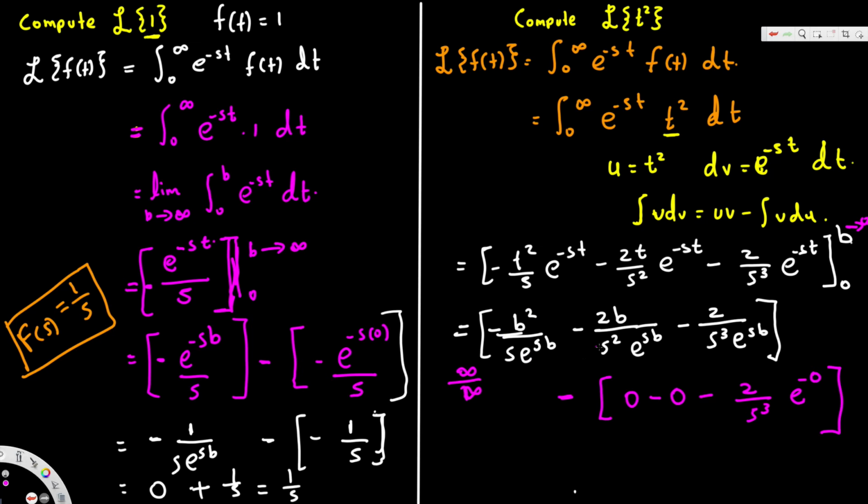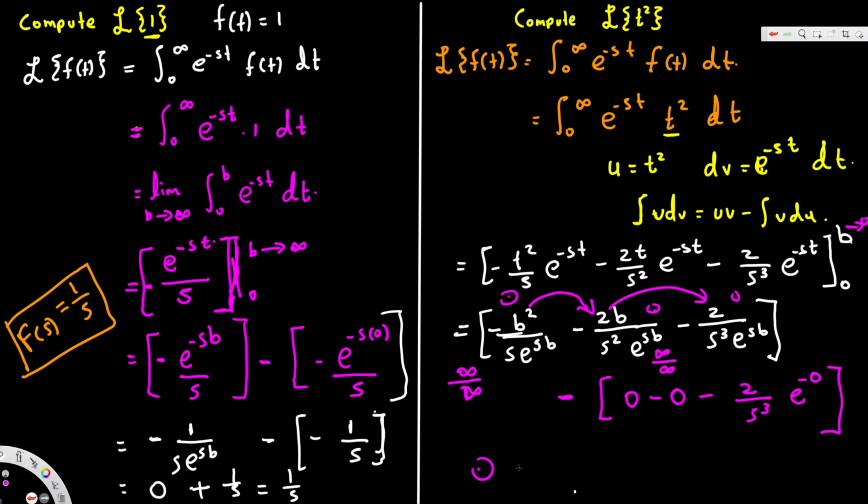If you use the L'Hopital rule, this is also infinity over infinity, because we have b over b. So when you take the derivative, you will get this one, and after you take the derivative again, you will get this one. And if you look at this one, here we have 2 over s cubed e^(sb), and if you substitute infinity for this b, this is going to be definitely 0, because we have e^infinity in the denominator. So this is 0, this is 0, this is 0, so the whole thing is 0.